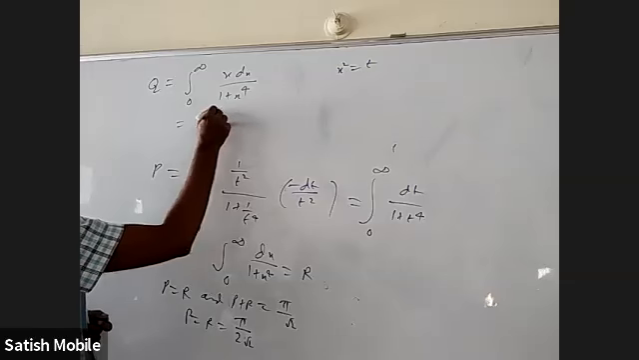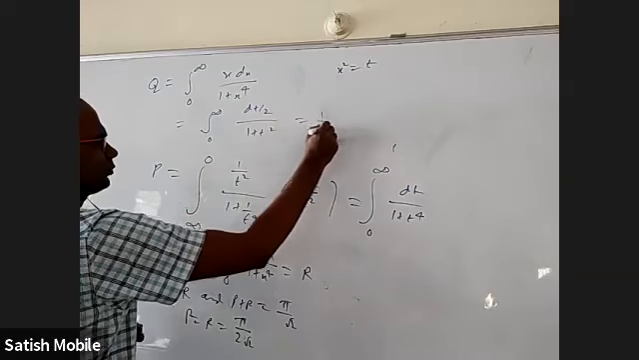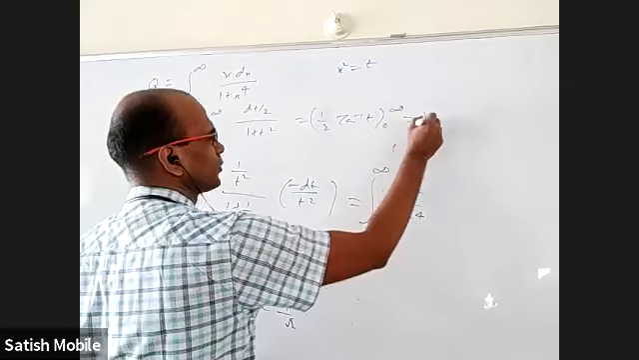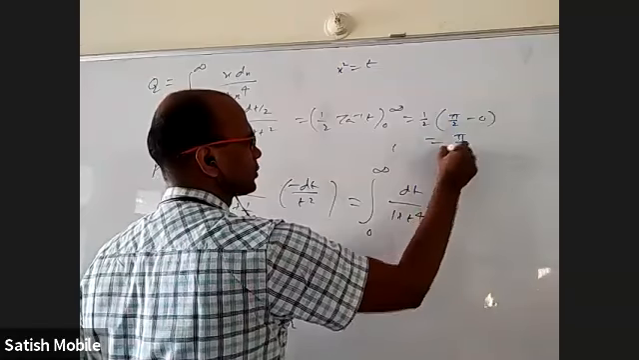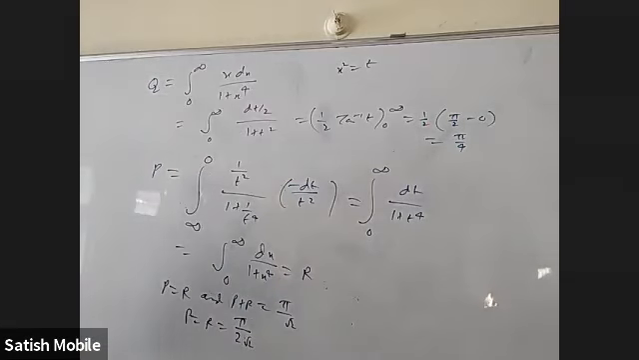It will be 0 to infinity. This will be dt by 2. This will be 1 plus t square. So it is half of tan inverse t with limits 0 to infinity. When you put infinity, it is pi by 2, when you put 0, it is 0. So it is pi by 4. So we got P separately, Q separately, and R separately. Now we can just verify the options.